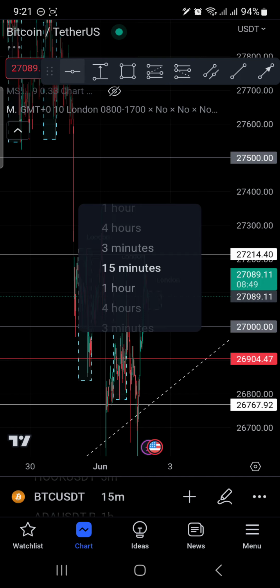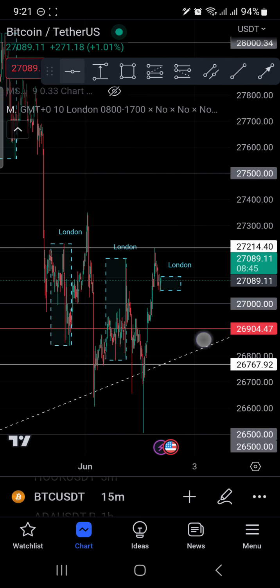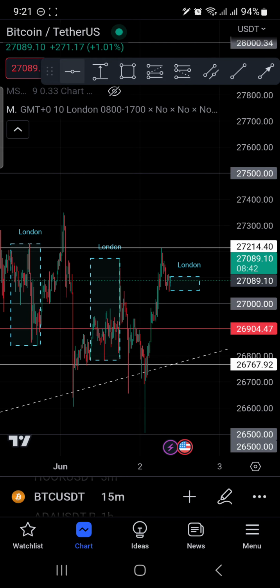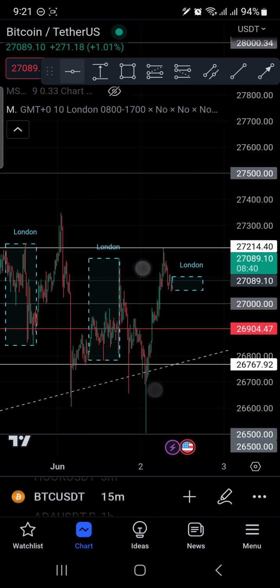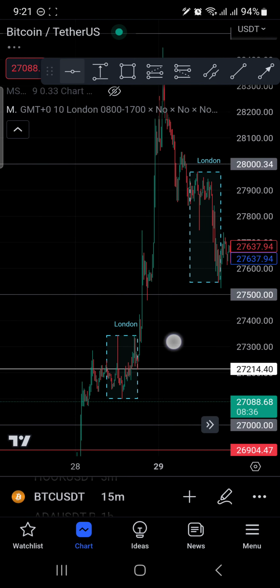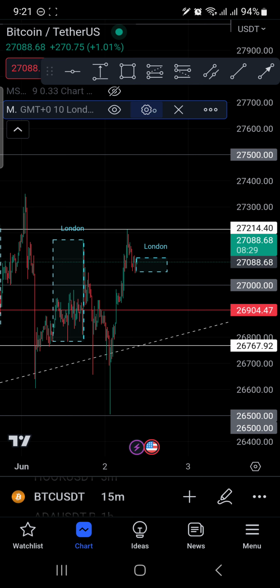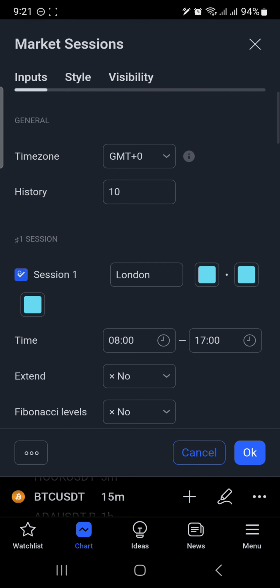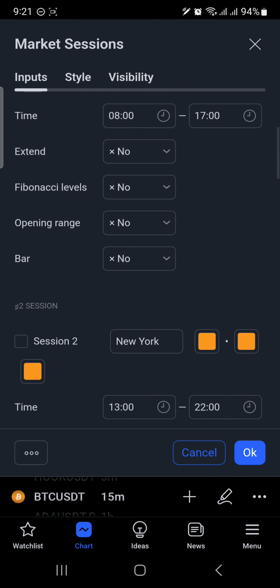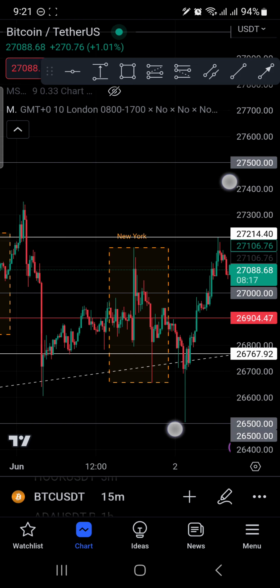So let's come 15 minutes time frame. Can you see it? So these are London sessions. It indicates all London sessions for you throughout the chart. You don't need to stress yourself. Throughout the charts, can you see that? Beautiful. So you do the same thing: remove London, activate New York. Yep, can you see that? So that is New York session.